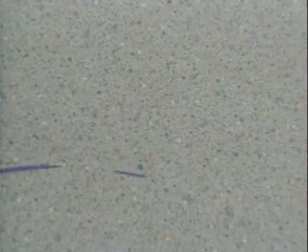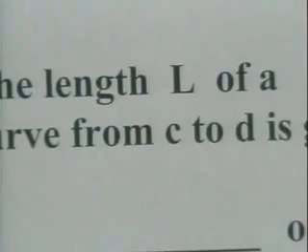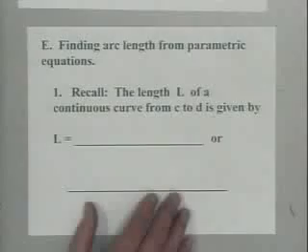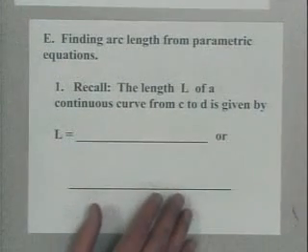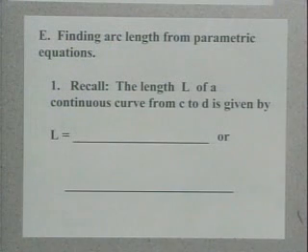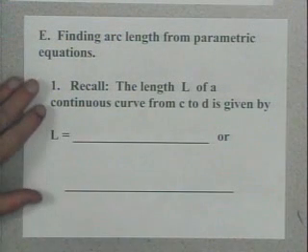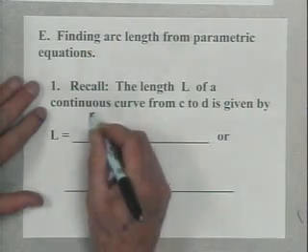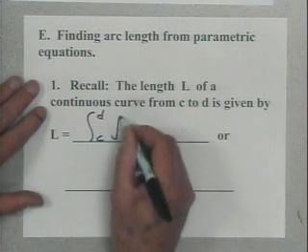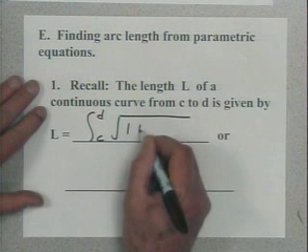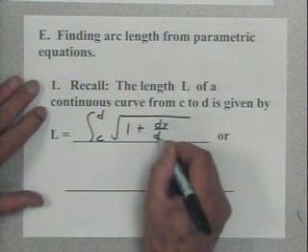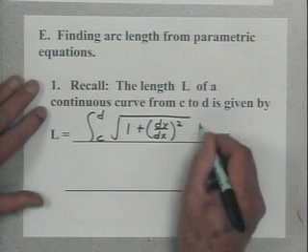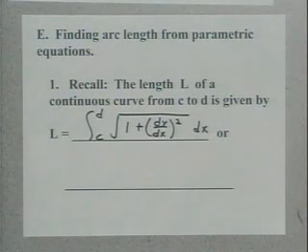Okay, there's one other simple little concept we have to do here, and that is finding arc length. Okay, we first do our recall. The length L of a continuous curve from C to D is given by an integral from C to D of the square root of 1 plus dy over dx squared, dx. Remember that arc length formula? I'm just grabbing that from what we did before.